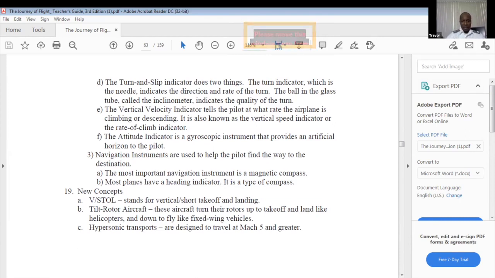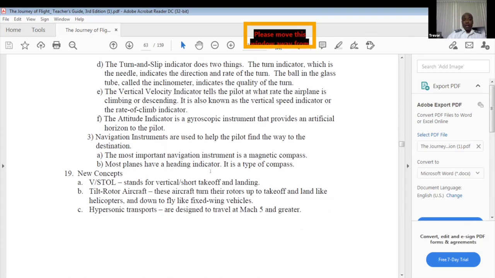Most planes have a heading indicator, which is a gyro instrument that will give you direction based on the compass. So you have to set it like every 15 minutes. Most modern-day heading indicators you don't really have to set, but for the smaller aircraft, it precesses. So you have to set it every 15 minutes so that it's showing the same heading as the compass. You look at the compass and then set the heading indicator to the same degree. So if the compass is saying 090 degrees, east, you set the heading indicator to 090 degrees. But every 15 minutes, you have to go back and set it.